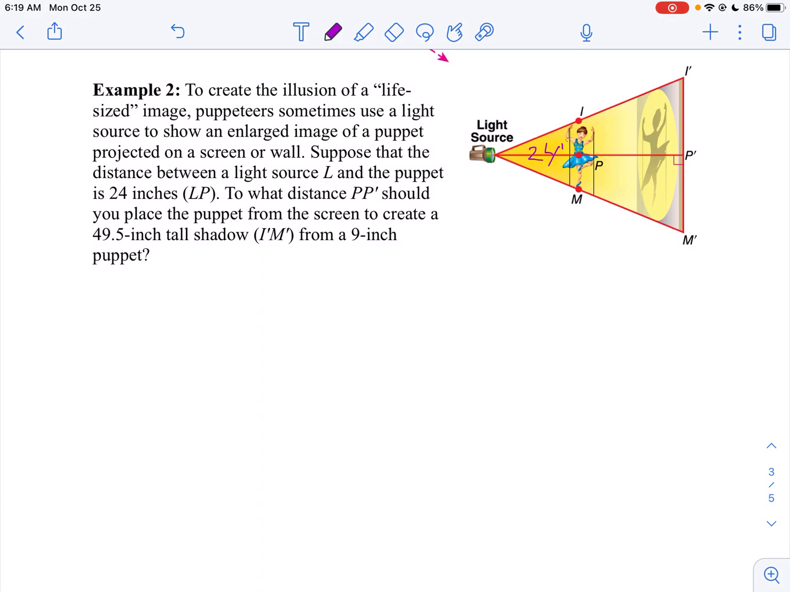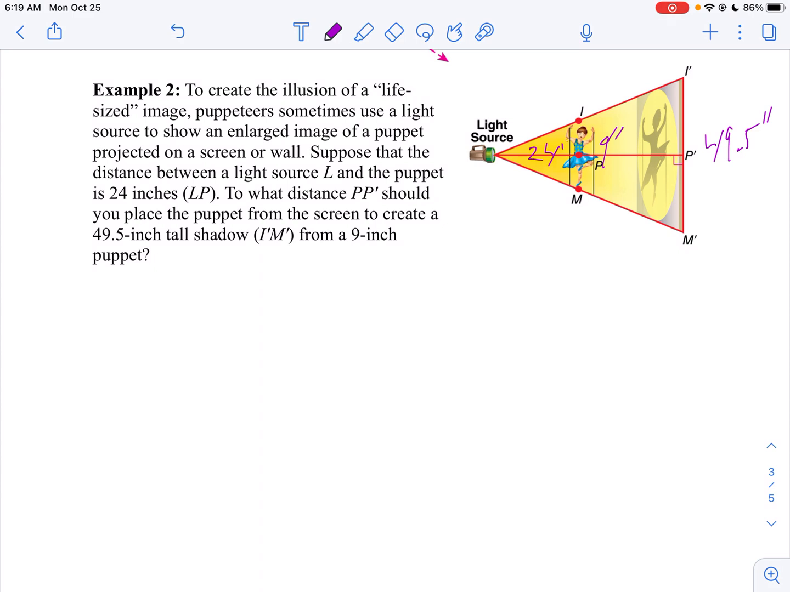So when you place the puppet in front of the screen, it creates a puppet that's 49.5 inches tall from a 9-inch puppet. Well, what I'm going to look at here is I've got similar triangles. I'm looking at my altitudes, aren't I? But I'm going to look at my similar triangles here. So I'm going to set up a proportion.